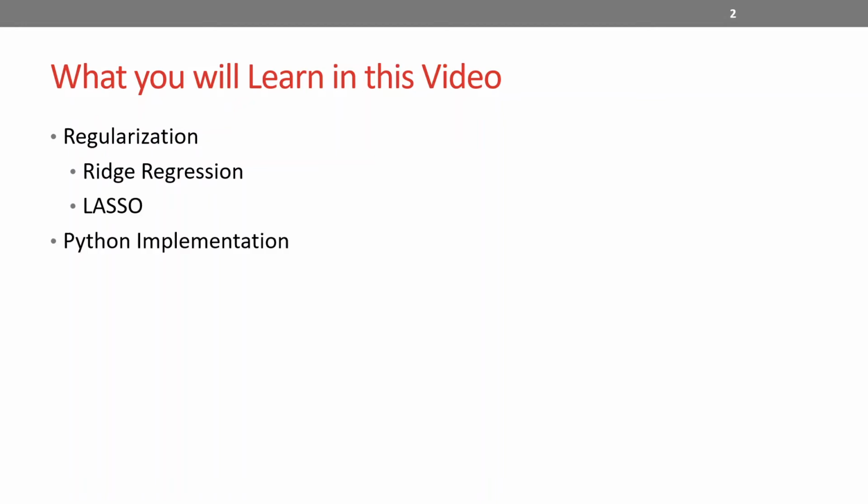This is lecture 21. In this video, we're talking about something known as regularization. There are two forms of regularization, ridge regression and lasso. We are going to talk about both of them, and finally we'll see a Python implementation. Okay, so what is this regularization?